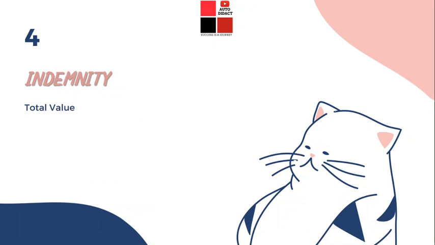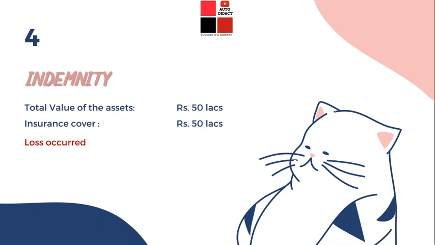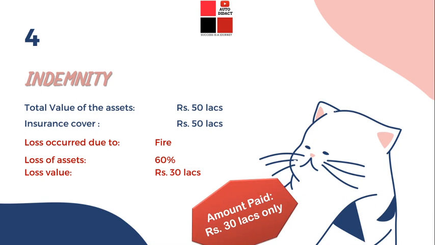Second situation can be when he bought insurance of 50 lakhs and the business caught fire. During the fire, some of the goods could be saved by the fire brigades. The losses due to fire were 30 lakhs. In this situation, he will be paid only 30 lakhs rupees irrespective of the total covered amount.